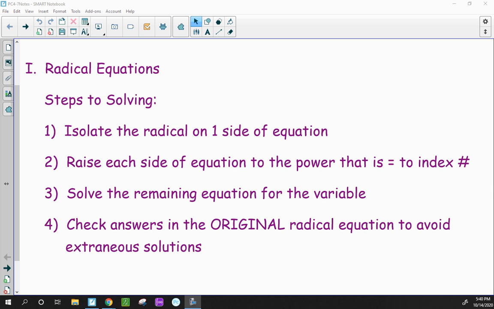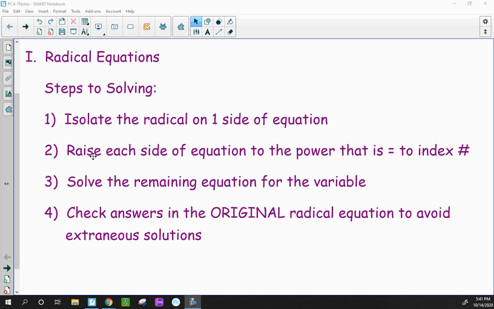Pre-calculus. Today's learning target is I can solve radical equations. There are 4 steps to doing so. Step 1 is to isolate, or get rid of, or get the radical by itself on one side of the equation. You may have to transpose to do so, or multiply by a number, or divide.